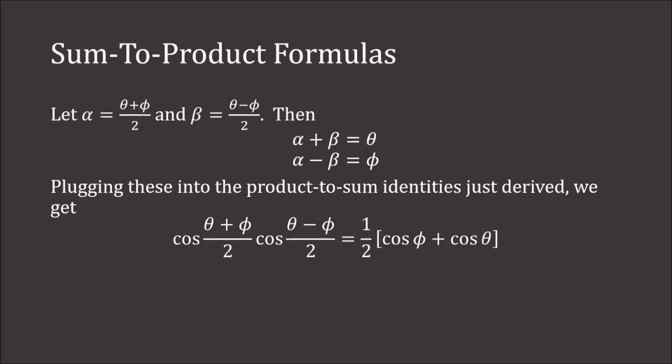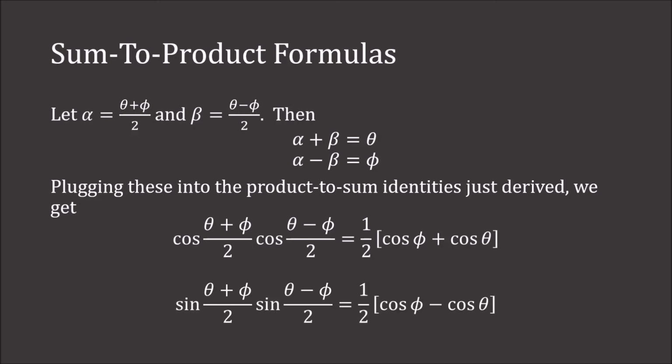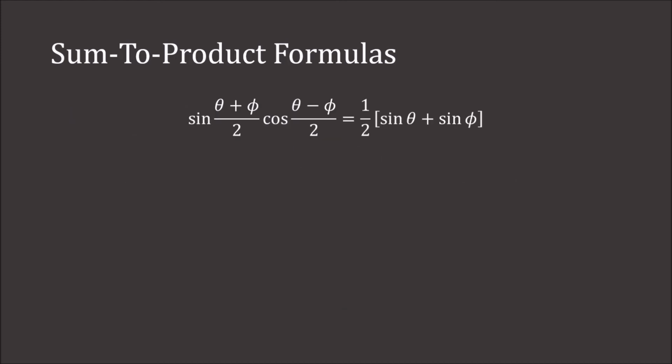we get the cosine of (theta plus phi) over 2 times the cosine of (theta minus phi) over 2 is 1/2 (cosine of phi plus cosine of theta). And for sine, we get 1/2 (cosine of phi minus cosine of theta). Sine of (theta plus phi) over 2 times cosine of (theta minus phi) over 2 is 1/2 (sine of theta plus sine of phi). And then using the other one, we'll have 1/2 (sine of theta minus sine of phi).